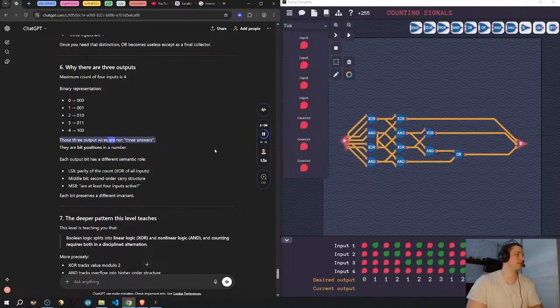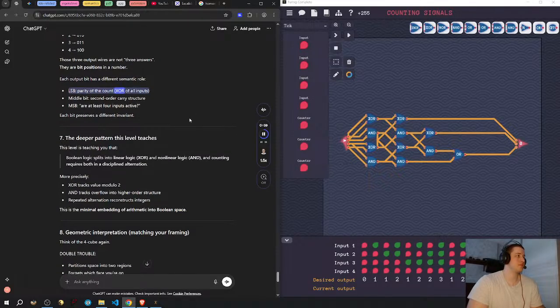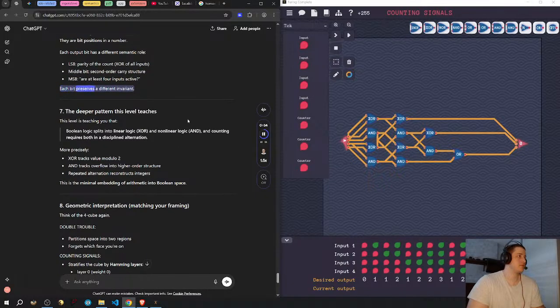Those 3 output wires are not 3 answers. They are bit positions in a number. Each output bit has a different semantic role. LSB: parity of the count, XOR of all inputs. Middle bit: second order carry structure. MSB: are at least 4 inputs active. Each bit preserves a different invariant.